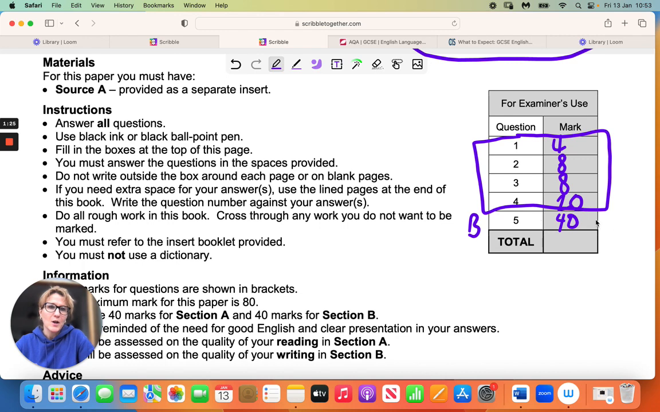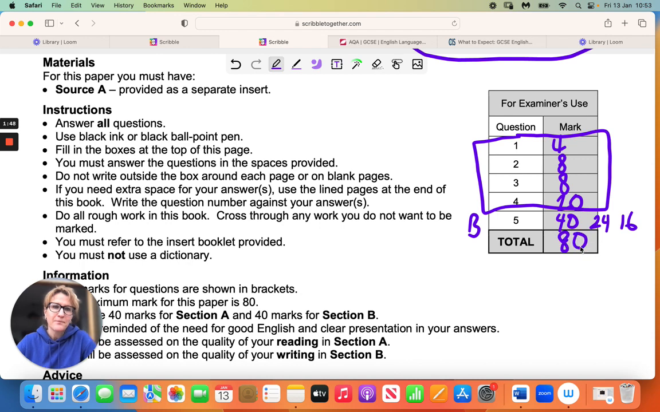It's divided into 2 aspects. AO5, Assessment Objective 5, is worth 24 marks, and Assessment Objective 6 is worth 16 marks. I'll break that down for you in a bit. 80 marks total on the exam.